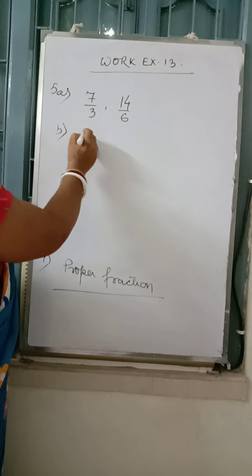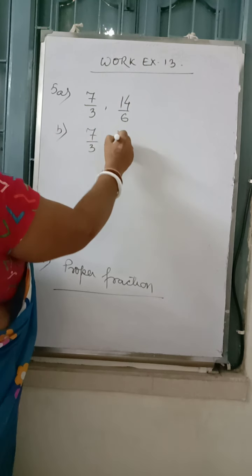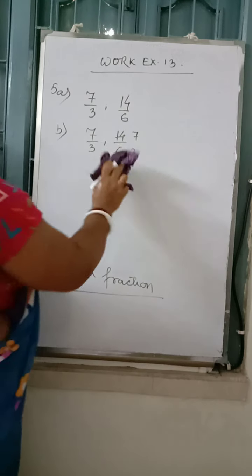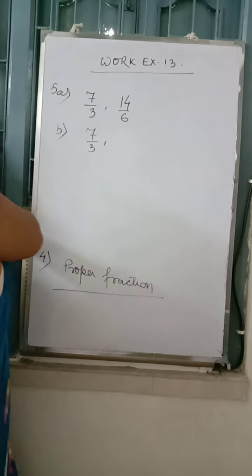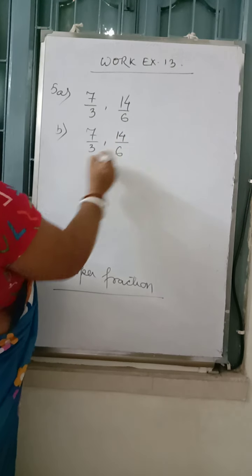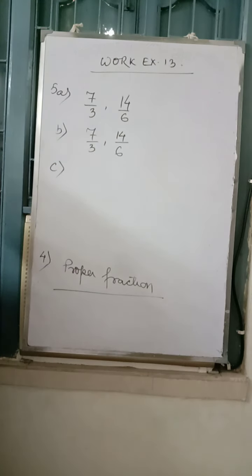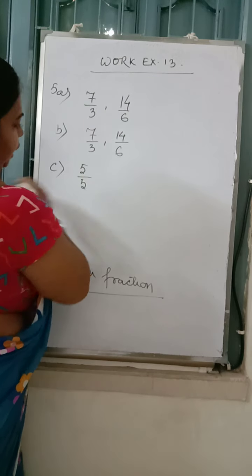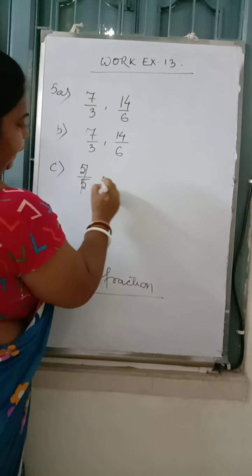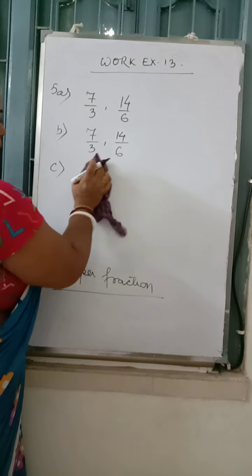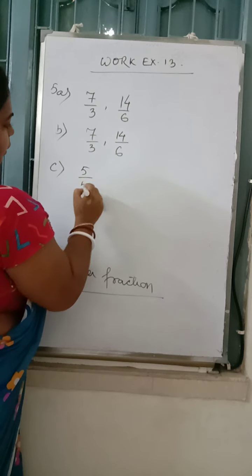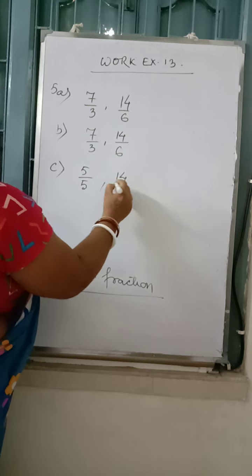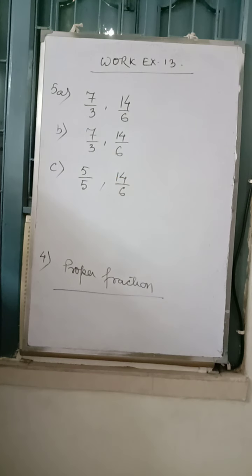5B. Which two fractions are equal? Again, it would be 7 by 3 and 14 by 6, because when we reduce 14 by 6, we get 7 by 3. So their value is equal. They are equivalent fractions. Number C, it says, which fractions can be reduced? Which means, which are not in standard form. 5 by 5 we can reduce and we can write 1. So this is not in standard form. So first, 5 by 5 could be reduced. And the second one is 14 by 6. This can be reduced to 7 by 3.